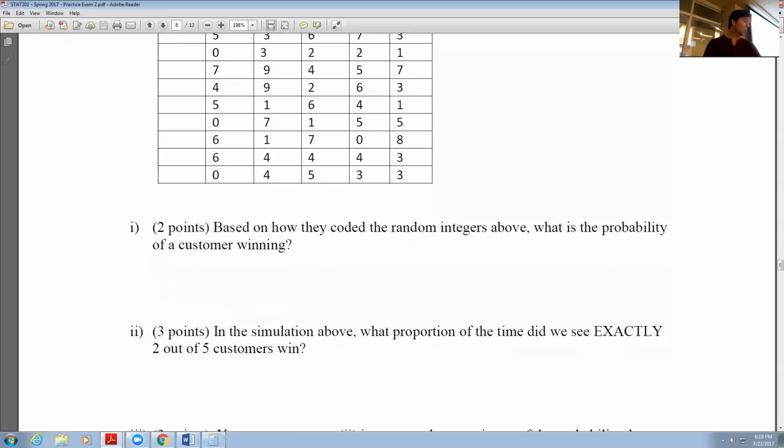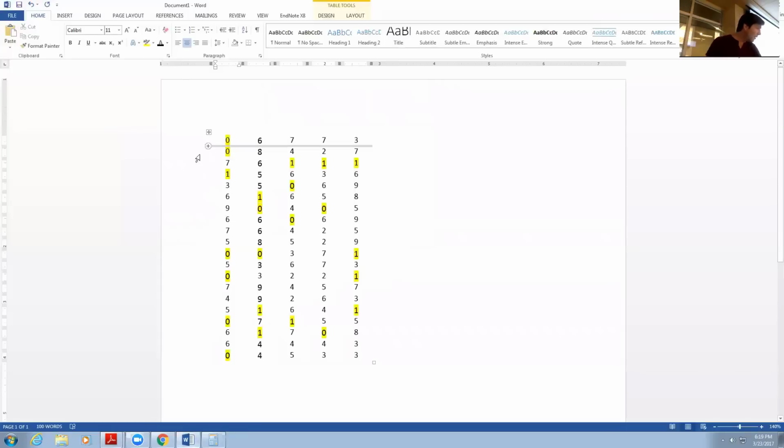In the simulation, what proportion of the time did exactly 2 customers win? So let's be careful here. Let's underline it or bold it and italicize it. Sure. And then here. Oh, no. And we have these 3 rows right here. And double, triple check everything.